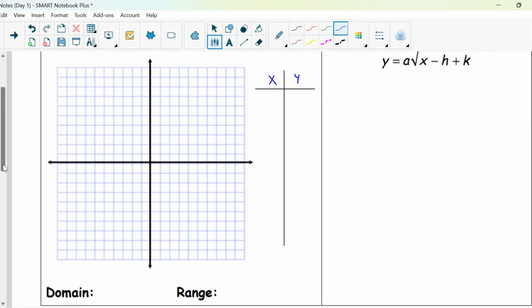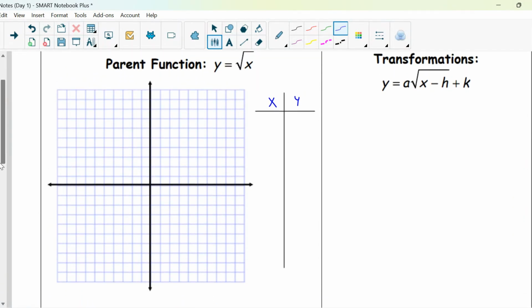So I've got my x and y values. Remember, for your inputs, your x values, you can really pick anything that you would like. So I'm just going to go with 0, -1, -4, 1, 4, 9, 16. I'm just picking some perfect squares here.